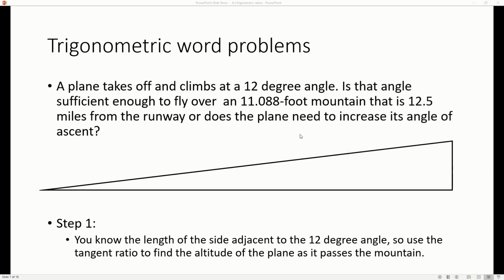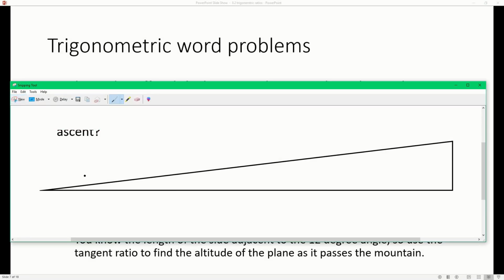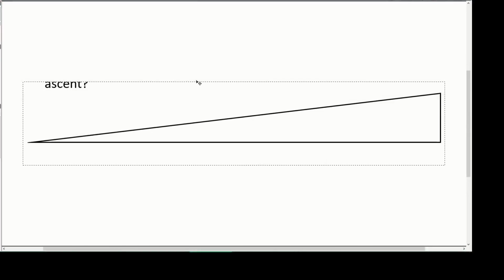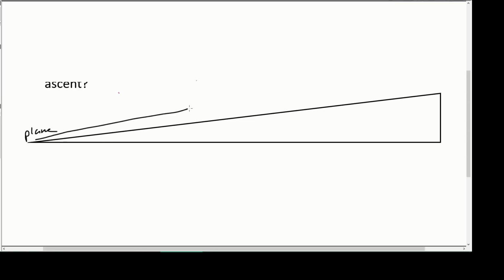So I'm going to copy over this triangle into our actual drawing area. We're going to switch over there, and we're going to start constructing this so we can look at it and see. So we have a plane that would take off and climb at a 12-degree angle. Realistically, let's go back to black. The plane should be taking off from here, and it's slowly going to climb at a constant 12-degree angle. So that's right here. This is our 12-degree angle.